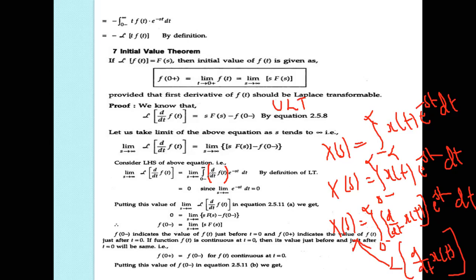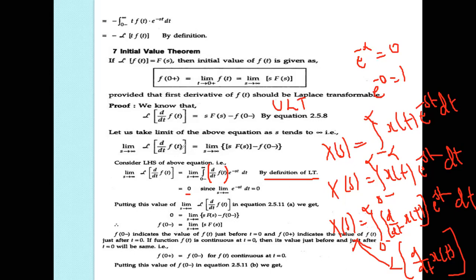So I substitute d by dt of f of t e power minus st dt by the definition of the Laplace transformation. When we substitute the limit s tends to infinity here, what is e power minus infinity, my dear students? The total function e power minus infinity is zero. You know e power minus infinity is always zero, and e power zero is one. Substituting the s value as infinity, it becomes zero. So LHS is equal to zero.